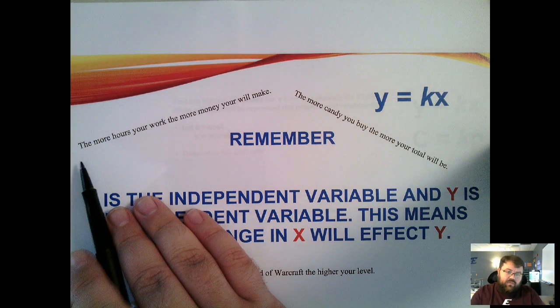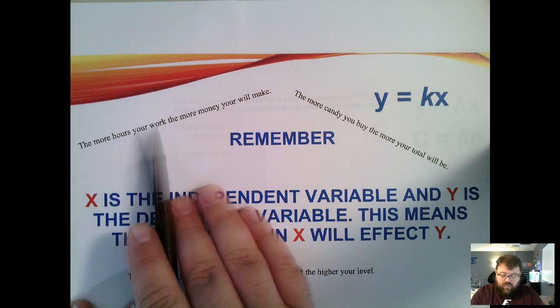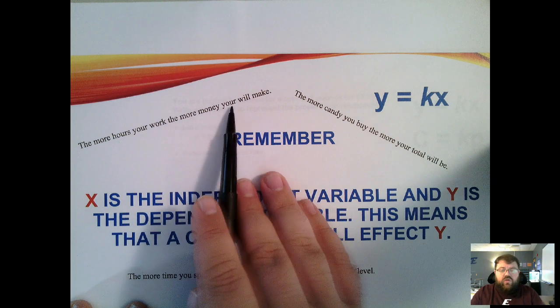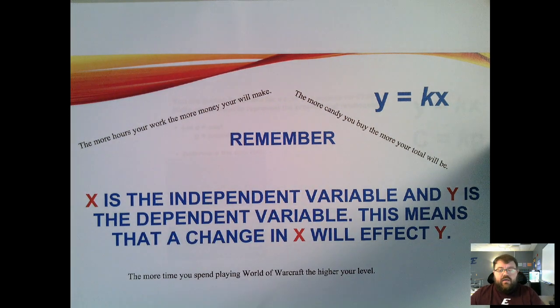I've given some examples. The more hours you work, the more money you will earn or make. So somebody that works 3 days a week at a factory will make less money than somebody that works 5 days at a factory if they both work the same number of hours each day and they make the same amount of money each hour.